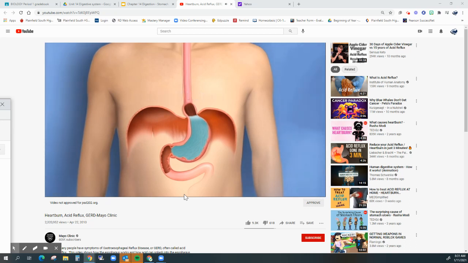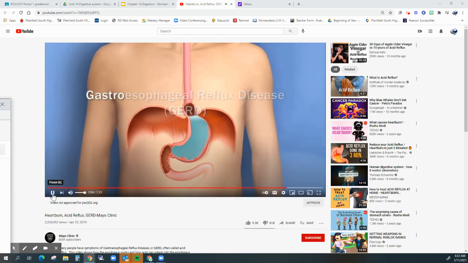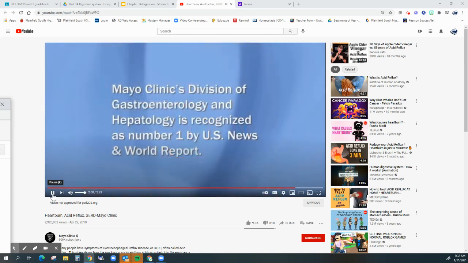The hernia may cause the esophagus and the valve to move up. In that case, the diaphragm is no longer reinforcing the valve. That makes it more likely that acid will get into the esophagus. When acid and food splash up into the esophagus repeatedly, it's called gastroesophageal reflux disease, or GERD. Gastro for the stomach, or gastric system, esophageal for the esophagus. Mayo Clinic's Division of Gastroenterology and Hepatology is recognized as number one.